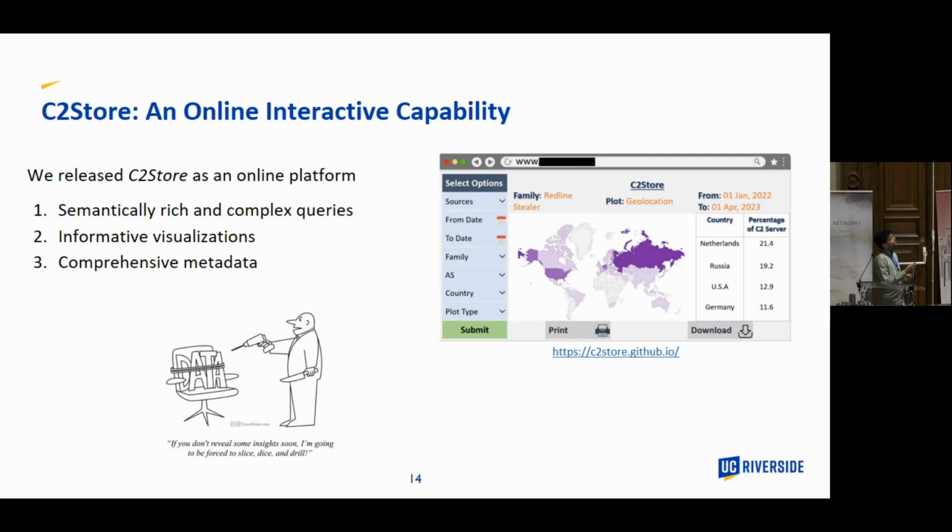To the right, there is an analysis that we wanted to see, for the RedLine Stealer family, which are the most active regions or autonomous systems that are responsible for hosting these C2 servers. What we found is that the Netherlands and Russia are the significant regions where this particular family is hosting C2 servers.